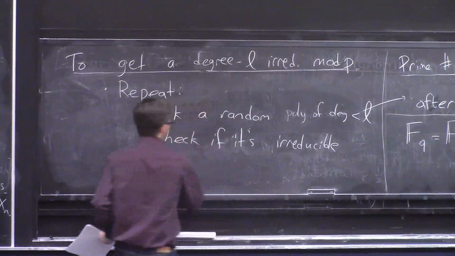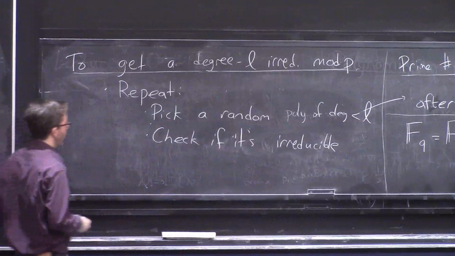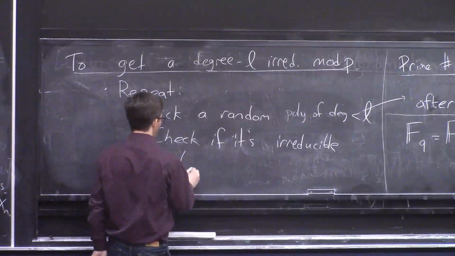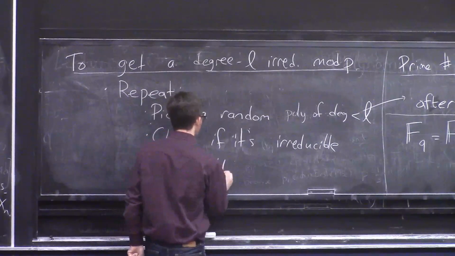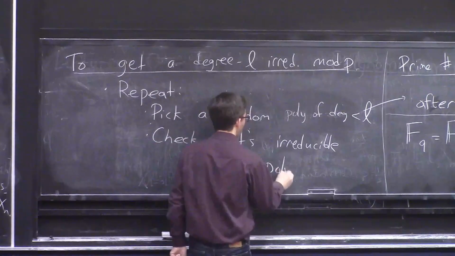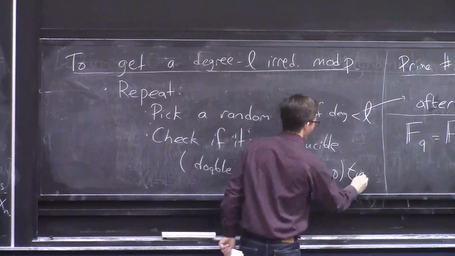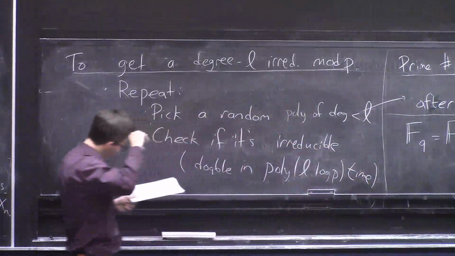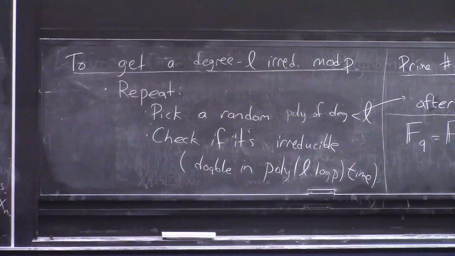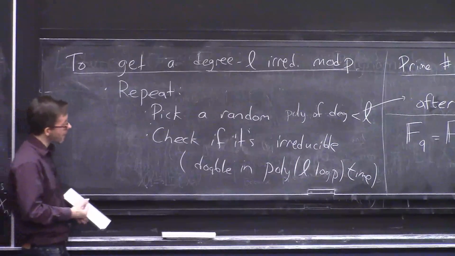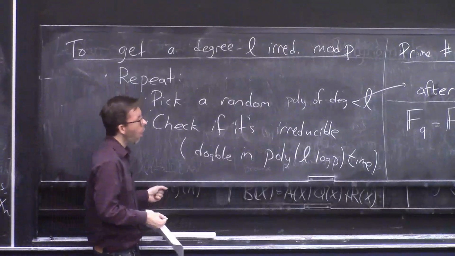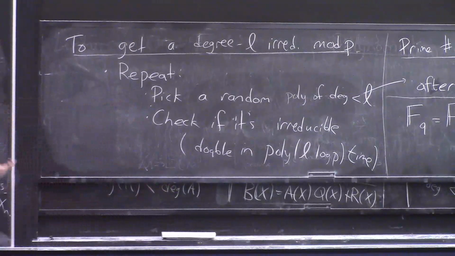Yeah, I forget who it's due to, but it's definitely much older than the primality testing algorithm. So this is doable in poly L log P time, deterministically. Maybe it's due to Shoup? No, well, I'm not sure who it's due to. But it's easier. And in fact, all the algorithms for polynomials are easier than their algorithms for integer analogs.